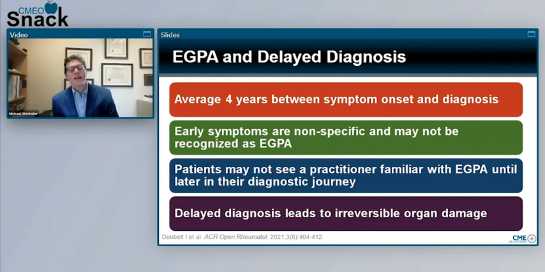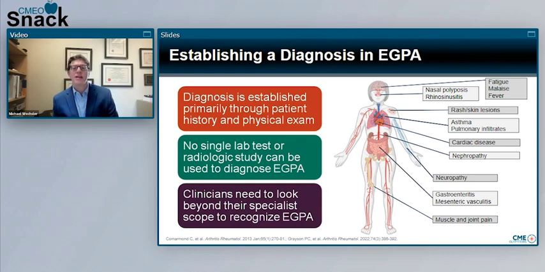And oftentimes that's because when we think about how to diagnose this disease, it manifests in so many different organ systems that no single specialist may identify and connect the dots. You have to try to put the pieces of the puzzle together.